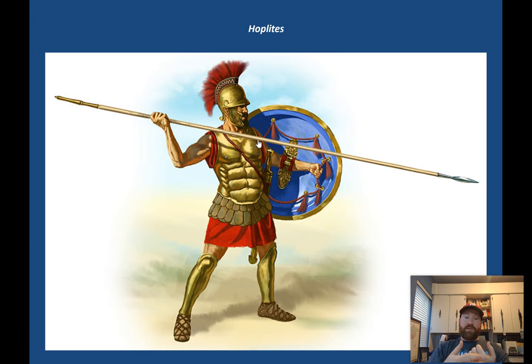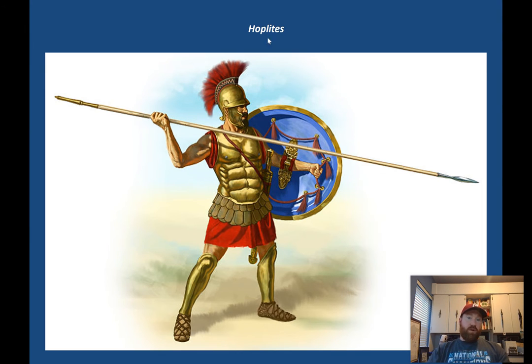If something happens to the spear, they have a sword. You can see the sword here in its hilt. This is used for hand-to-hand combat, and was really only used if something happened to the spear, or the phalanx had to break, or something along those lines. This was used really as a last resort. The spear was their main weapon.